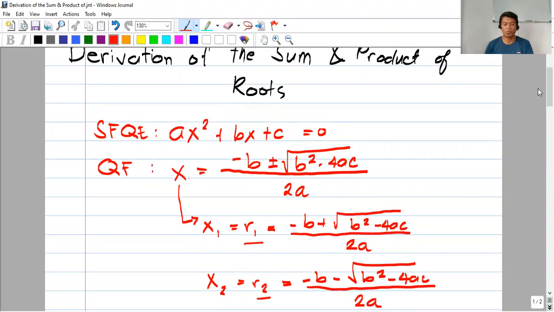Our quadratic formula gives us two possible roots, x1 and x2, where x1 is the same as r1 and x2 is the same as r2. So our x1 and x2 are the separation of the plus and minus sign operations in our quadratic formula. In our x1 or r1, we have negative b plus the square root of b squared minus 4ac over 2a. And our x2 or r2 is equal to negative b minus the square root of b squared minus 4ac all over 2a.